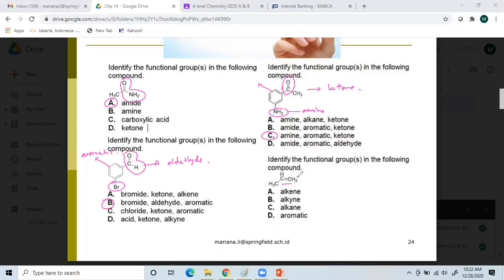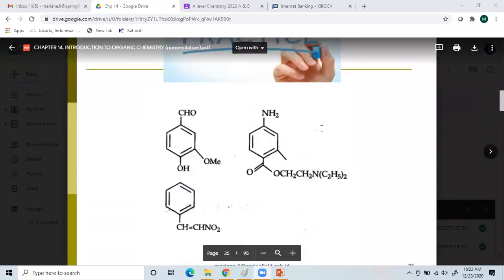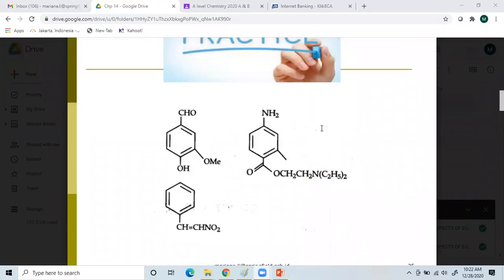This is very simple. Double one, so this is alkene. Okay. Next question. Please find the functional groups inside this molecule, yeah?